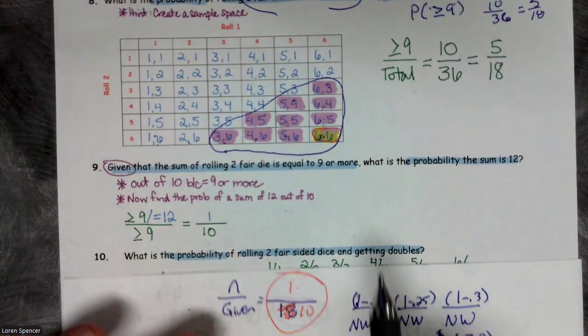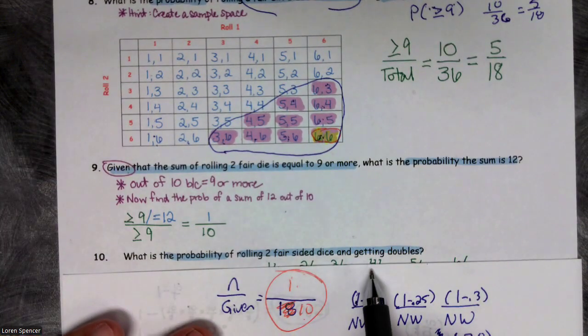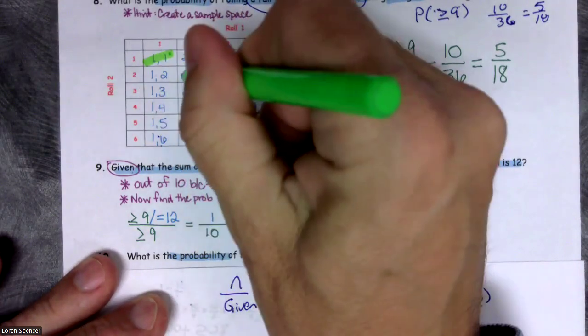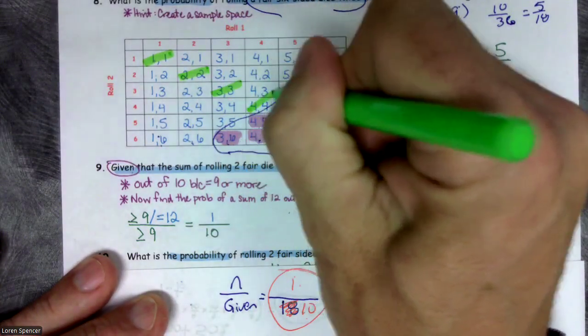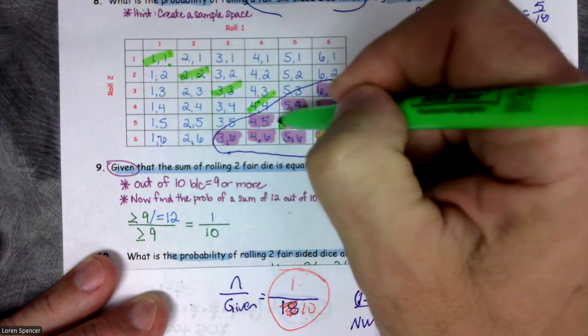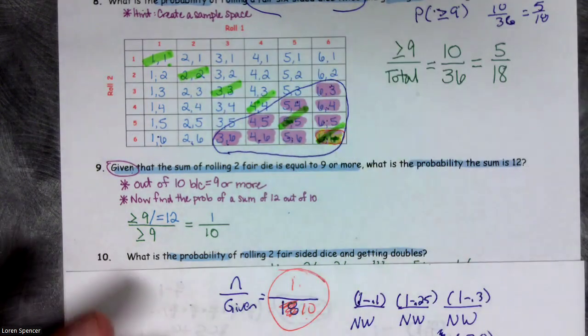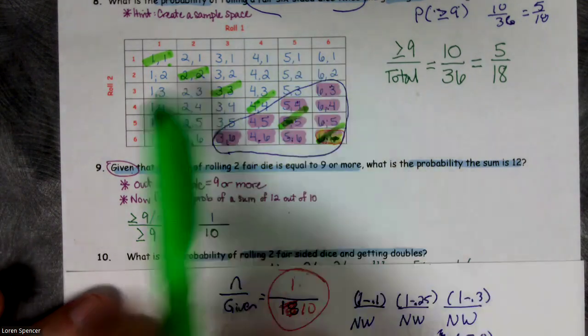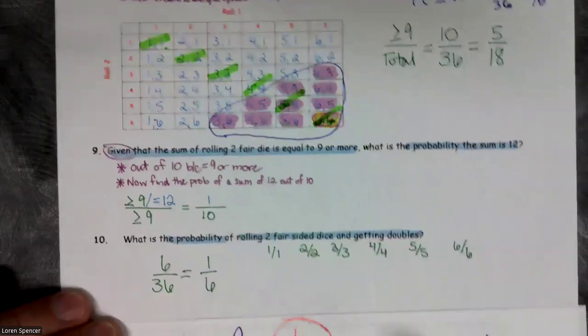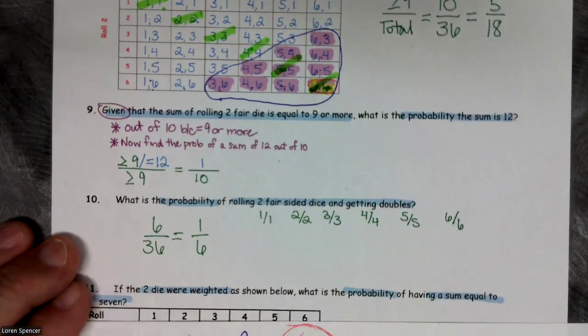What is the probability of rolling 2 fair-sided die and getting doubles? Well, I need to look at the doubles. Where does it equal doubles? One, 2, 3, 4, 5, 6. That happens 6 times out of the total of 36. So 6 divided by 36 is 1/6.